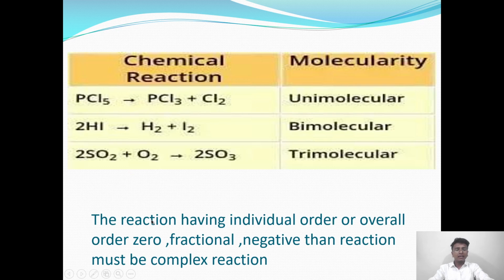A reaction having an individual order or overall order that is zero, fractional, or negative must be a complex reaction. A complex reaction is one which takes place in more than one step. And for a complex reaction, the rate of the reaction is determined by the slowest step of that reaction. Then the slowest step is called the rate determining step.